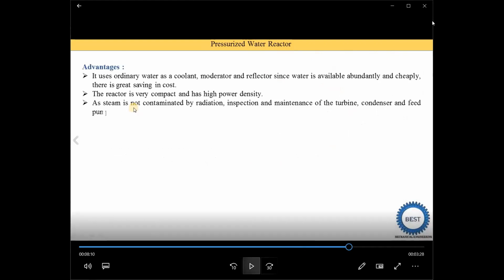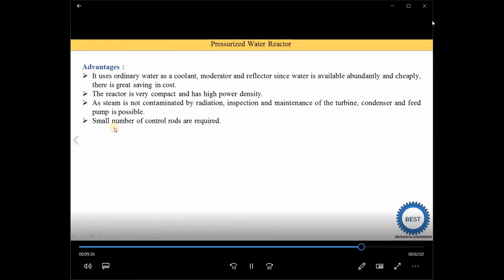Inspection and maintenance of the turbine, condenser and feed pump is possible without concern for radiation. Steam is produced in the secondary circuit, and steam is not produced in the primary circuit. So inspection of the secondary circuit is easy, meaning the inspection or maintenance of the turbine, condenser and feed pump is possible because they are radiation-free parts.